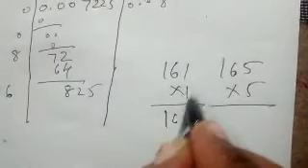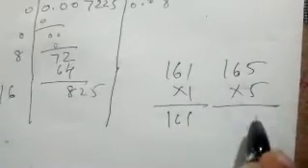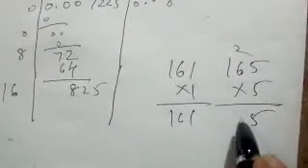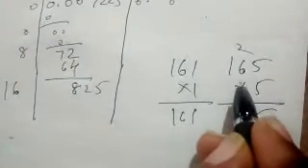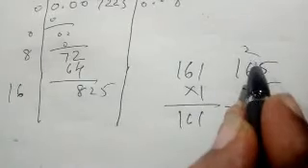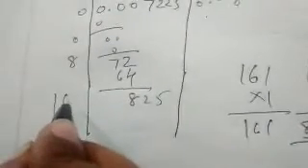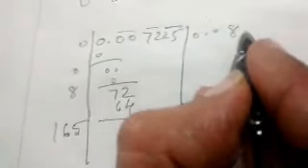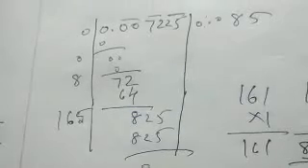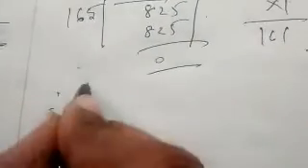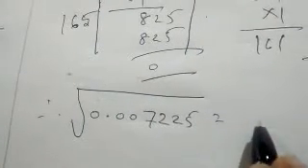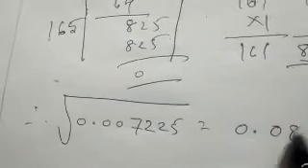So I am not going to take 2, 3, 4 because we are thinking 165 into 5 is going to match. 25, 32, 825. So 5 times is matching with the 825. So 165 table 5 times. So here 165 into 5 is going to match with this, so becoming 0. So therefore the square root of 0.007225 equal to 0.085. This is the answer.